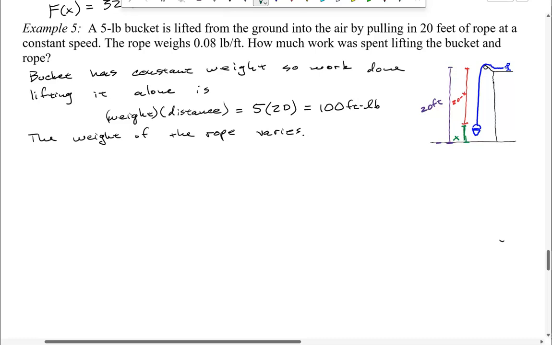The length of the rope is 20 minus x, and x is constantly getting longer and longer, and the rope is getting shorter and shorter, up until 20 when the whole thing's over with. So let's write a couple things.